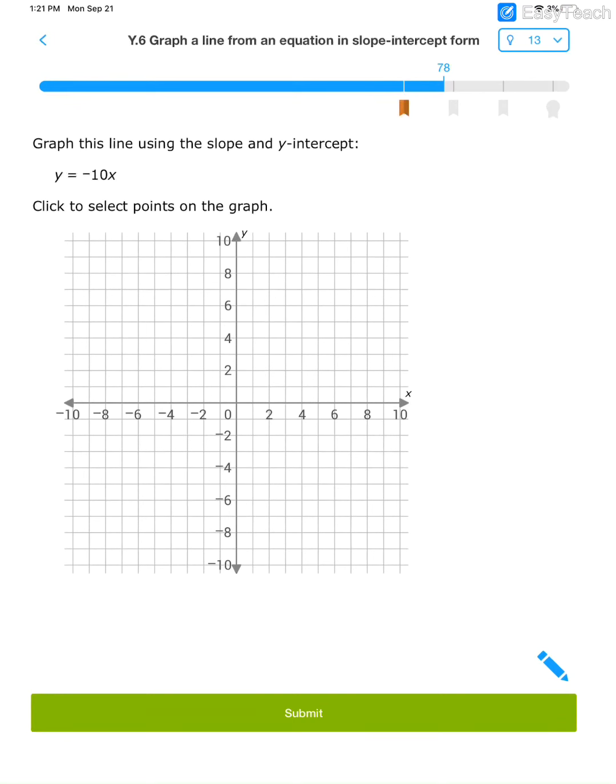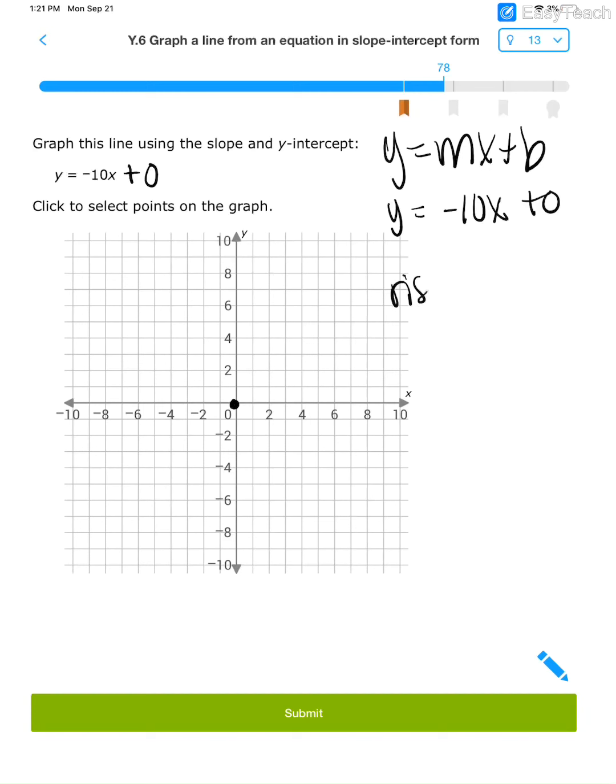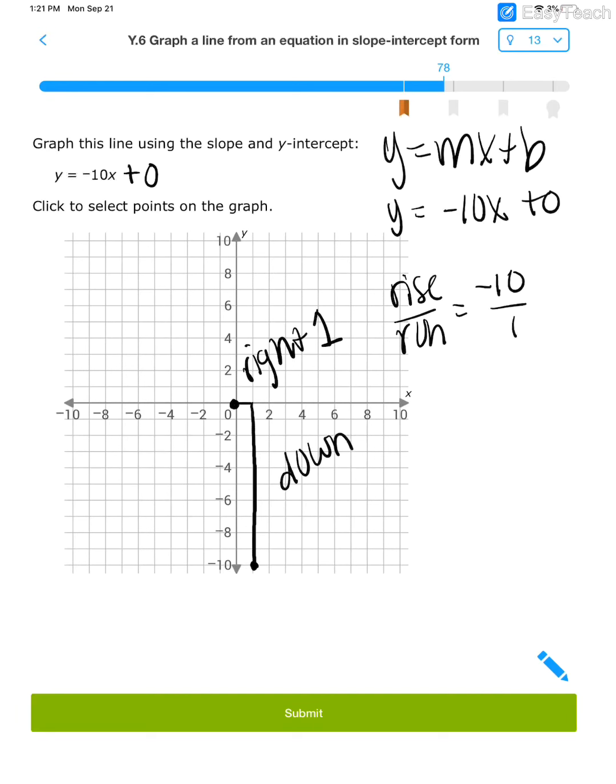All right, y equals negative 10x. This is interesting because there's no y-intercept. There's no starting point. So if we look at y equals mx plus b, y equals negative 10x, there's no b. So it's just like there'd be a plus 0. So I'm going to go ahead and add plus 0 here. Okay, that means our starting point is just going to be 0. And now our rise over run is going to be negative 10 over 1. So I'm going to go to the right 1, and then I'm going to go down 10. So this was to the right 1, and then we went down 10.